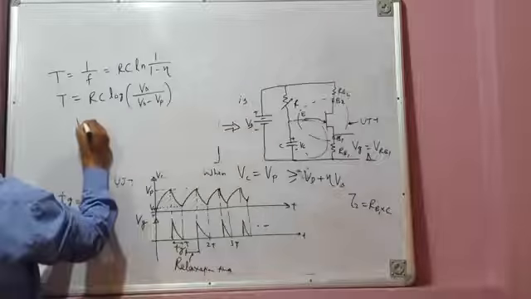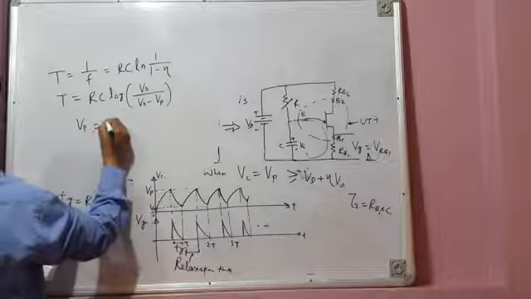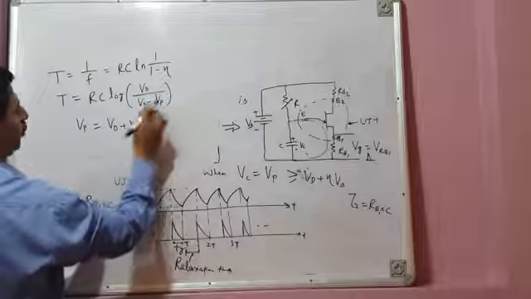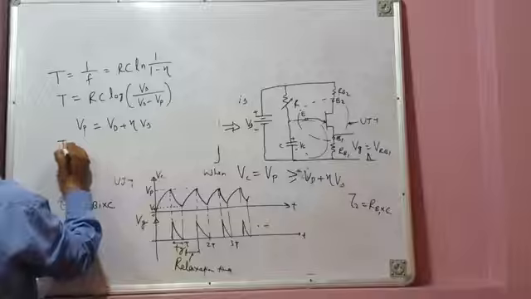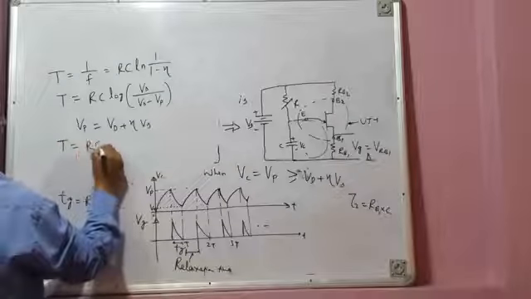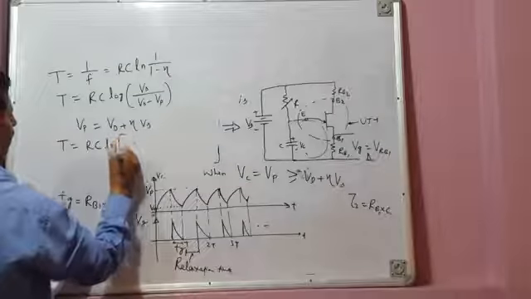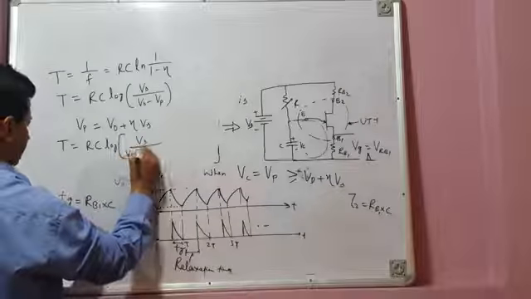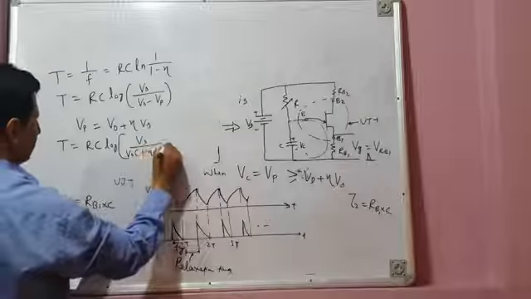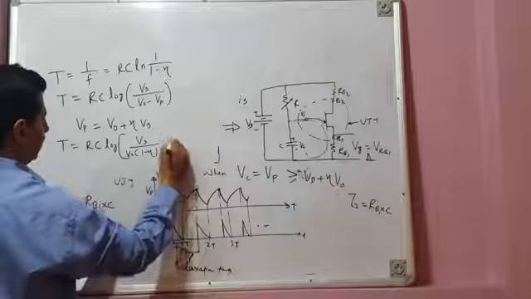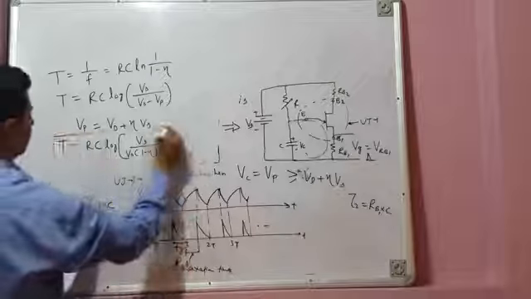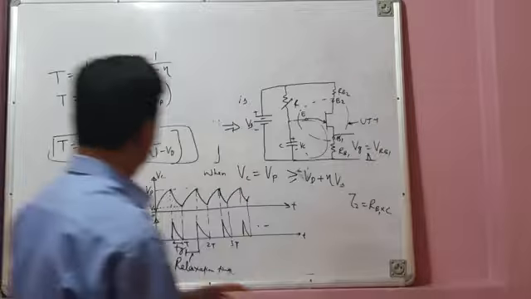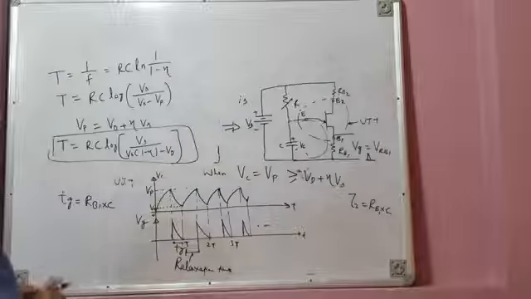What is your peak point voltage? Peak point voltage is Vd plus eta Vs. We already know. So substituting it here, you get T is equal to RC log of Vs divided by Vs times 1 minus eta minus Vd. So this is the mathematical expression for this time period T.